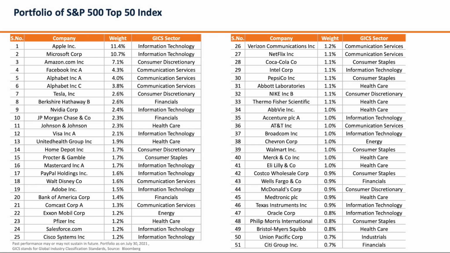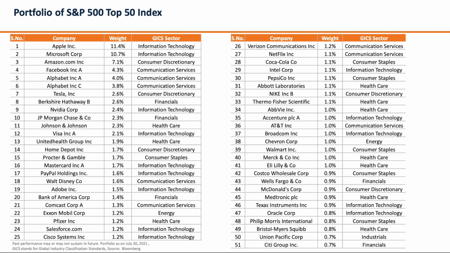Well, it's going to be tracking the S&P 500 Top 50 index. So it's the top 50 index and not the S&P 500 index. It is the top 50 stocks by free float market capitalization in the S&P 500. So what is this index all about? It basically contains the top 50 stocks in the US markets by market capitalization.